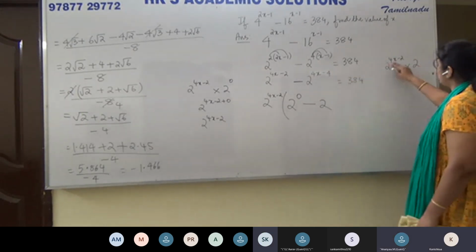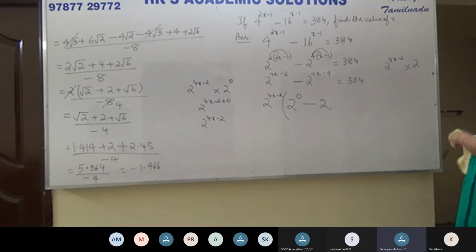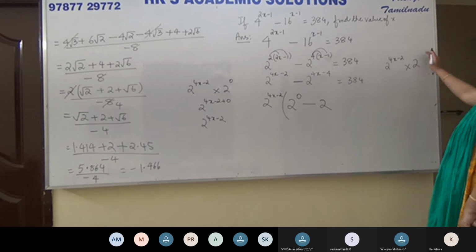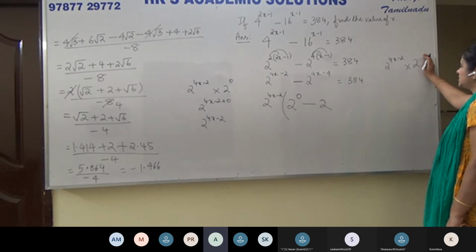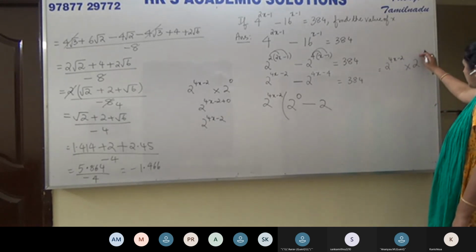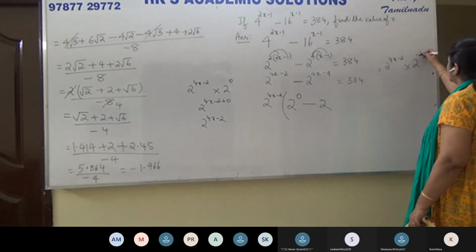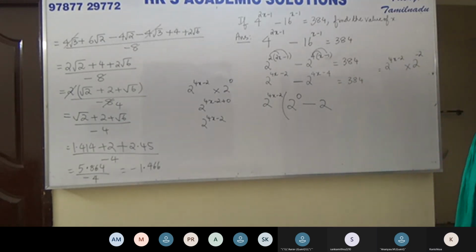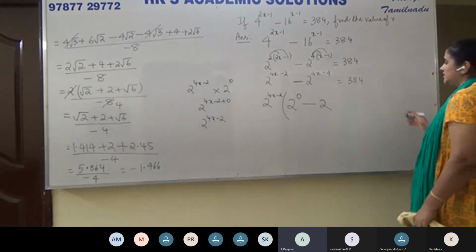No, we have 4x. See here, 4x minus 2 plus what will give us 4x minus 4? Okay, let me tell you. It should be minus 2. Minus 2, yeah, minus 2.